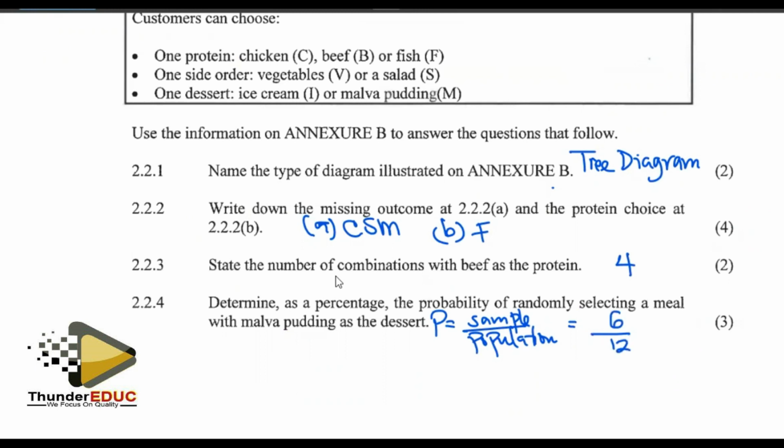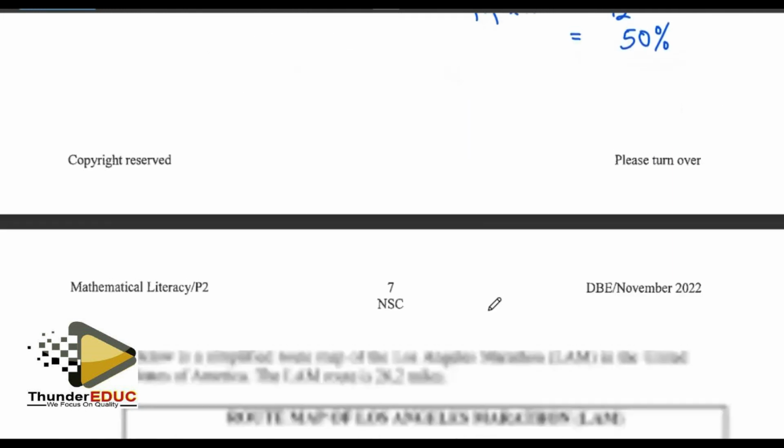They say determine as a percentage. So we multiply by 100. Here I have 6 over 12 times 100. Your answer will become 50%. Why did I multiply by 100? They asked me to determine probability as a percentage. I went ahead and used the probability method, which is sample over population. But because they need a percentage, I multiply by 100. Out of my 12 chances, I have 6, which I'm sure of, over 12 that are all the ones. And I multiply by 100, I end up having 50%.